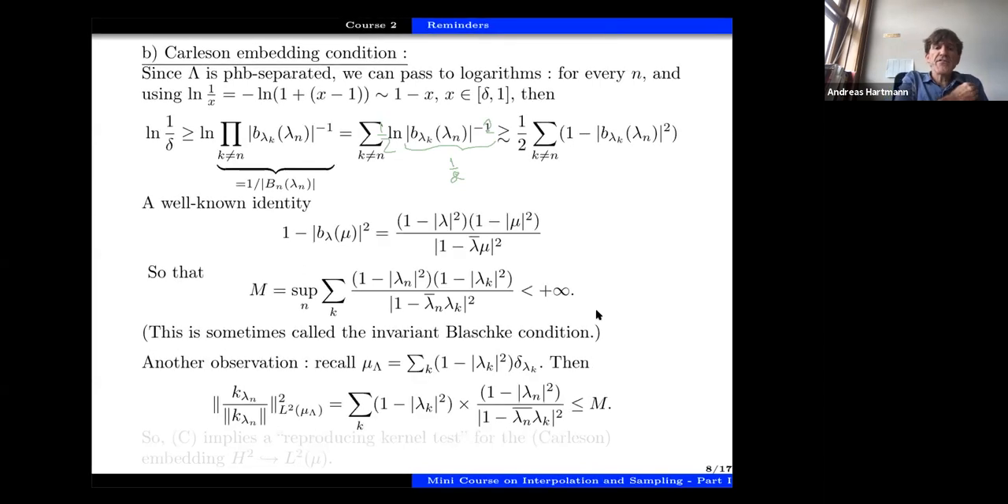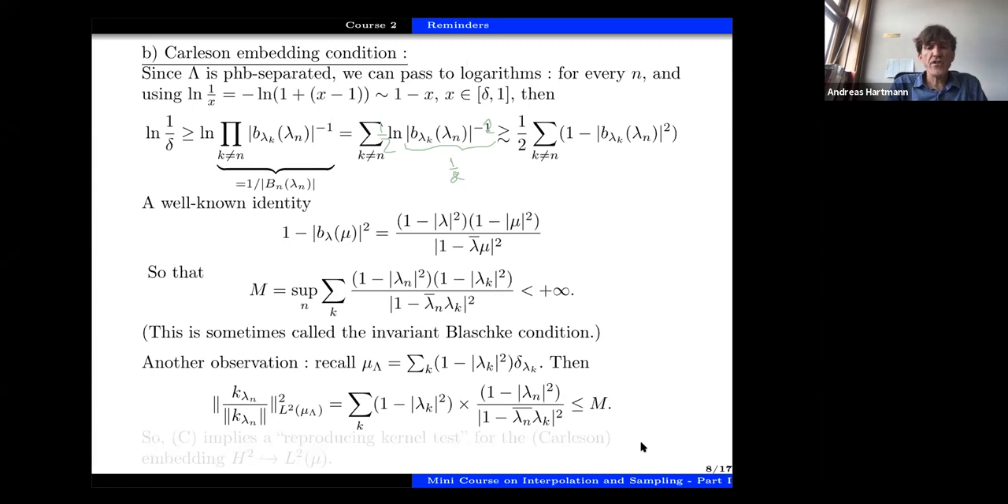Another condition is that this implies quite immediately, if I recall this measure mu_lambda, which is this combination of the Dirac measures, then I can compute the norm of the reproducing kernel with respect to this measure in the L2 space of this measure. And by definition, this is exactly this sum. And well, we recognize this sum. So this is bounded by N.